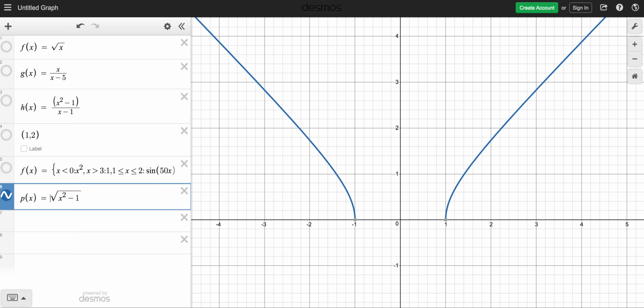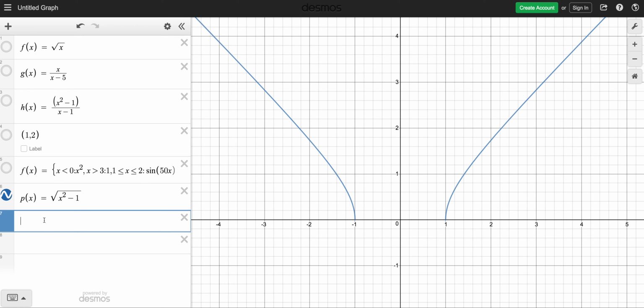And now I'm thinking, when could I run into problems? When could I get something that's not going to be defined? Well, I can always square a number. I can always subtract 1. But I can't always take a square root. I can only take a square root if my number is greater than or equal to 0.